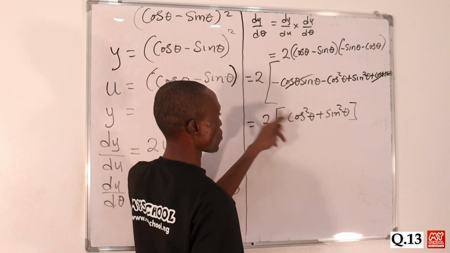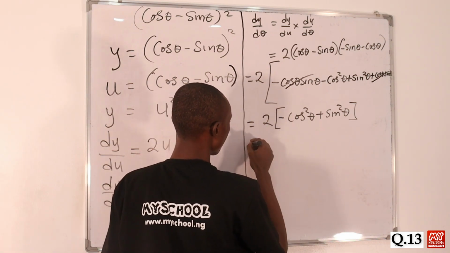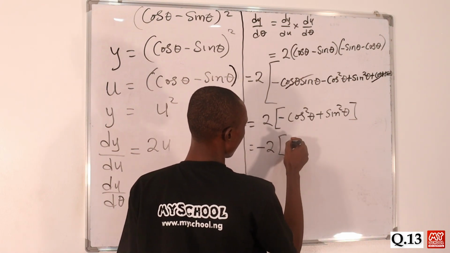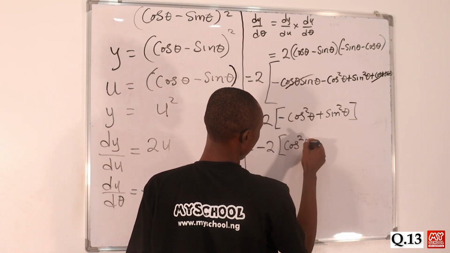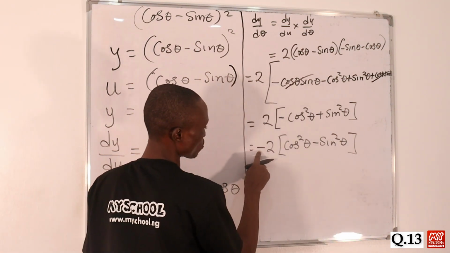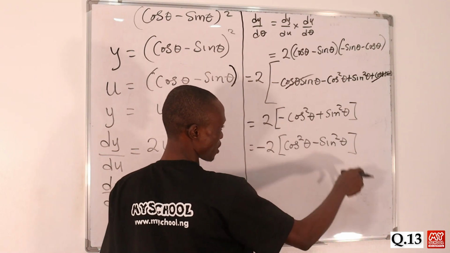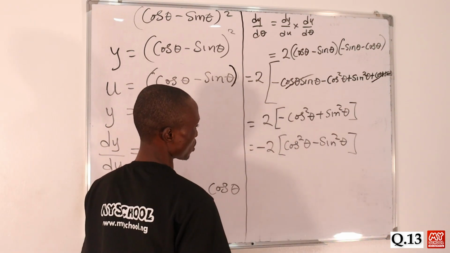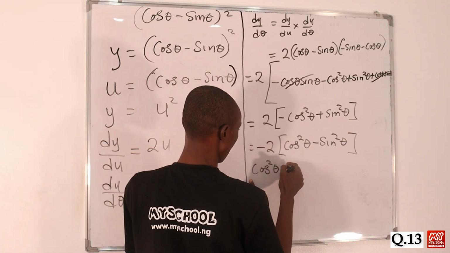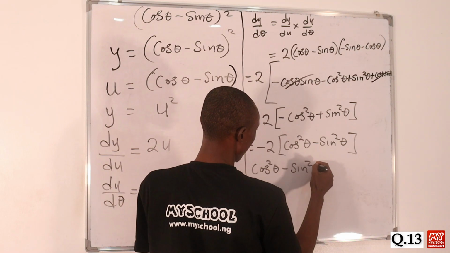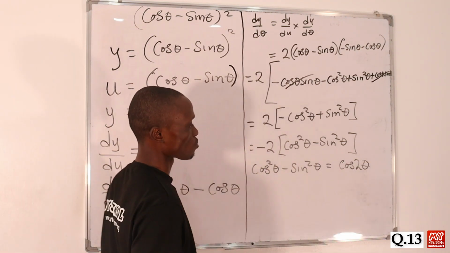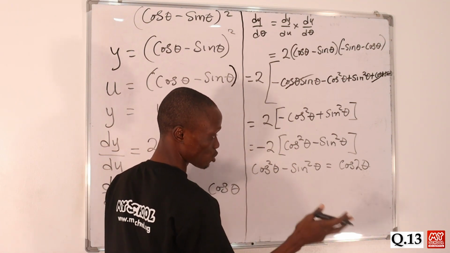Okay, so here we can factor out, we can bring out minus. If we bring out minus, we're having 2 minus, then in bracket, here we'll be having cos squared theta minus sine squared theta. If we use this minus to multiply everything we have inside the bracket, it will return us back to this. Okay, take note of that. But cos squared theta minus sine squared theta is equal to cos 2 theta. Okay, and this is from the angle addition formula.